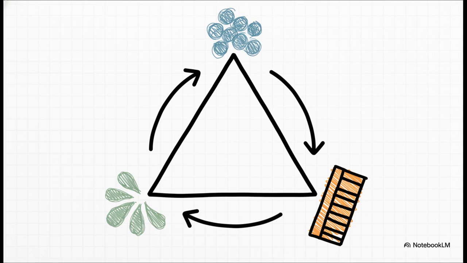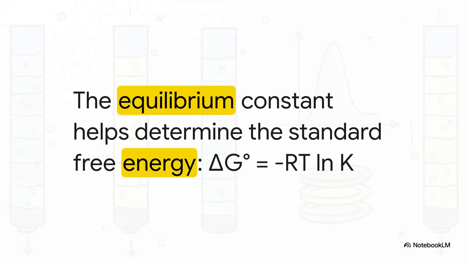You've got the equilibrium between the analyte and the mobile phase, the analyte and the stationary phase, and the mobile phase and the stationary phase themselves. So we can actually apply classical thermodynamics to these distributions.